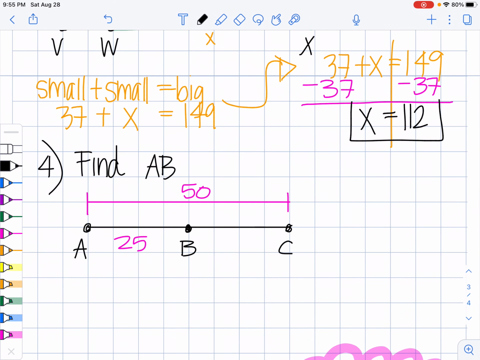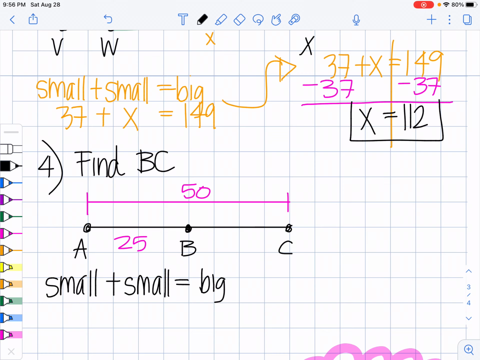Okay. We're going to do the same concept here. Whoops, I did the wrong thing. Sorry, I don't want you to find AB. I want you to find BC. Okay. We're missing a small. So I have small plus small equals big. Now my small, I have AB, and my other small is BC, and my big is AC.